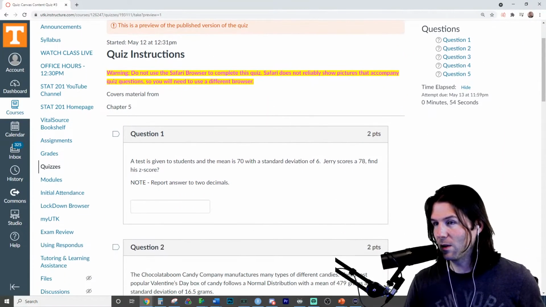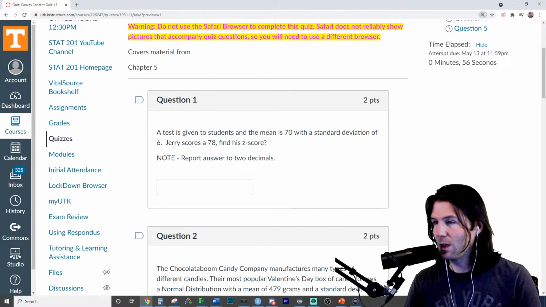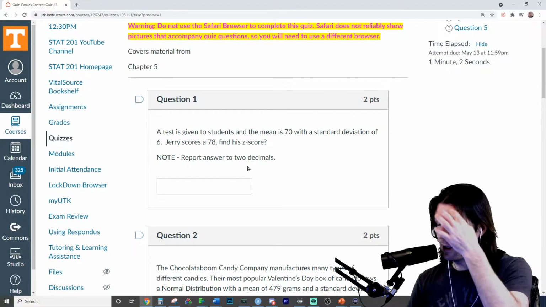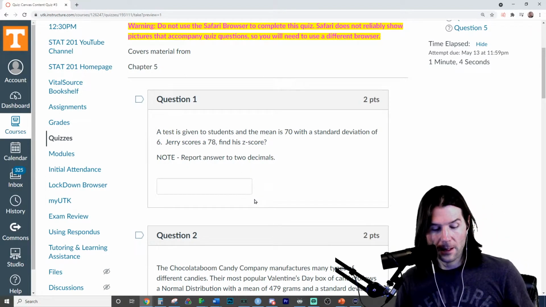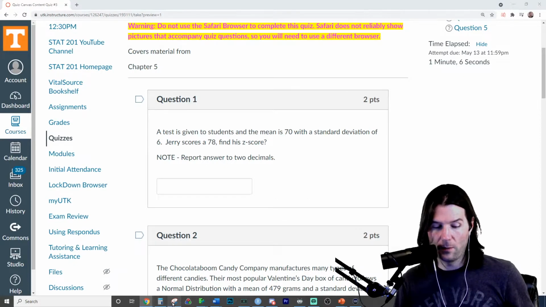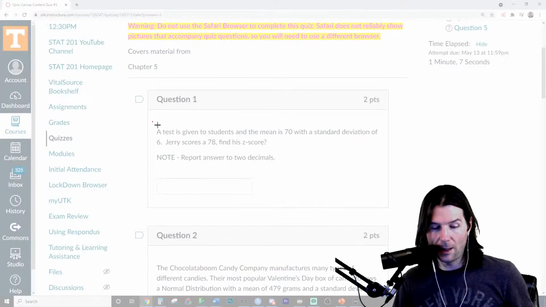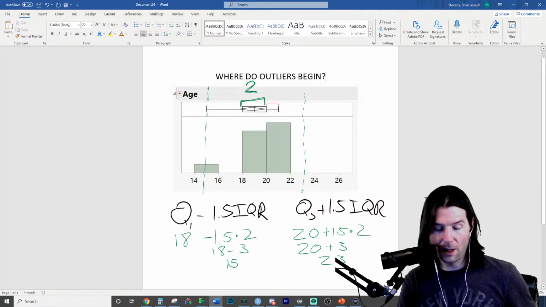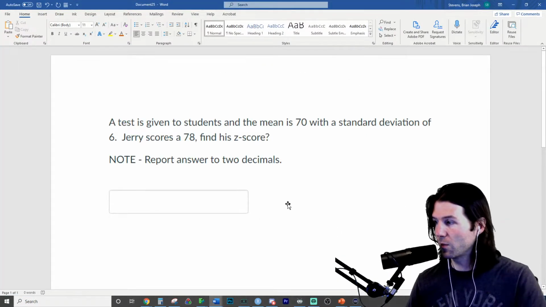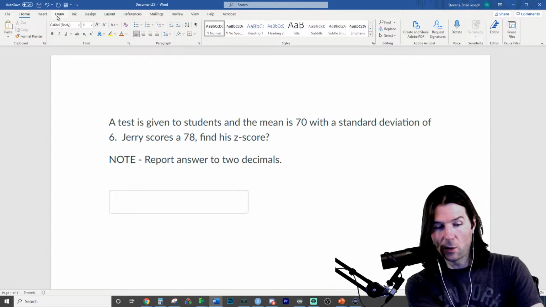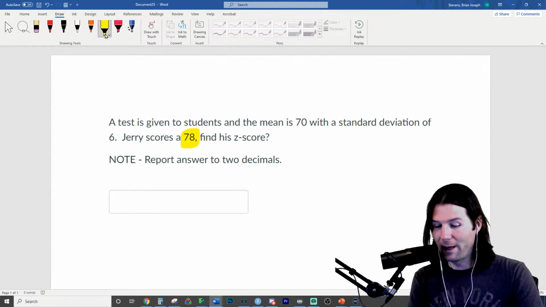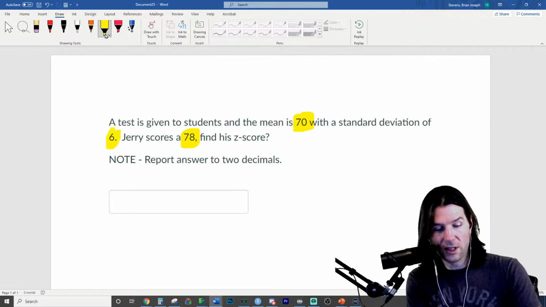A test was given to students with a mean of 70 and a standard deviation of 6. Jerry scored a 78. Okay, so what is Jerry's z-score going to be? To find the z-score, the z-score is just the observation minus the mean over the standard deviation. And we're going to talk a lot more tomorrow about how to use this formula right here. So the z-score, see if you can find it. Remember, it's just the observed value minus the mean over the standard deviation.